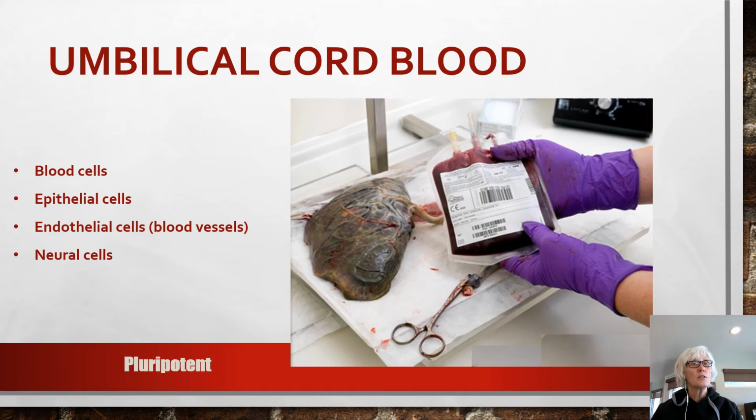It's possible to derive stem cells from umbilical cord blood, and the cells that we derive from umbilical cord blood can become blood cells, epithelial cells, endothelial cells, meaning the cells that create our blood vessels, or neural cells. There are some things missing from this list, so umbilical cord blood provides us with pluripotent but not totipotent stem cells.